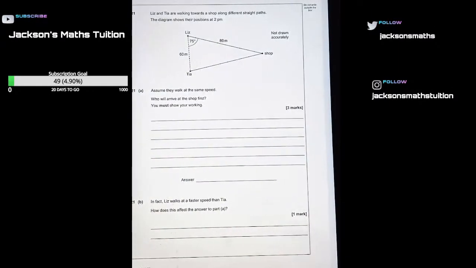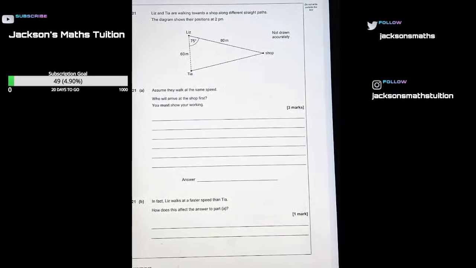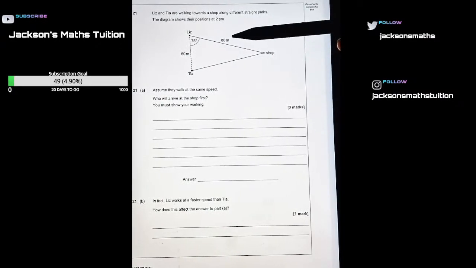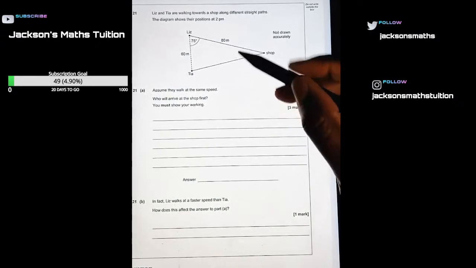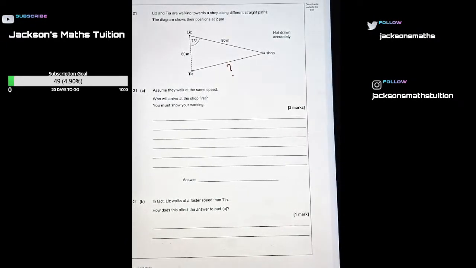Question 21. Liz and Tia are walking towards a shop along different straight paths. So from where Liz is standing to the shop, it's going to be 80 meters. And we don't know the distance Tia walked to the shop. So we need to figure out the distance so we can see who arrives at the shop first. That's what part A is asking us for.